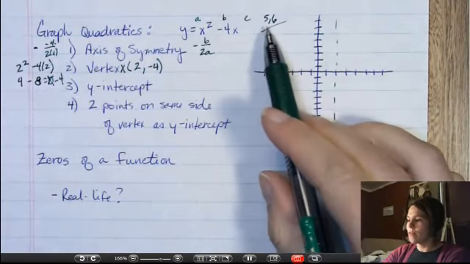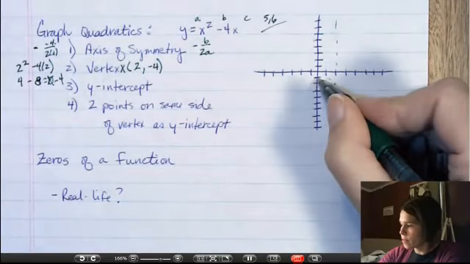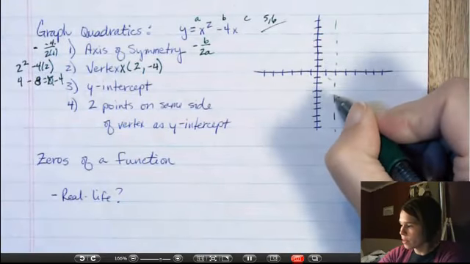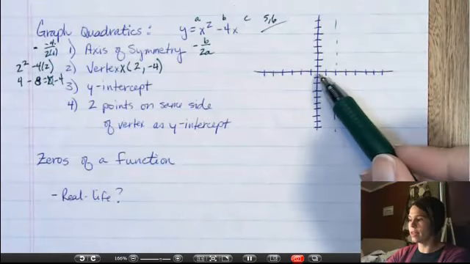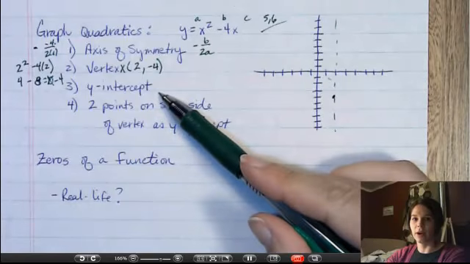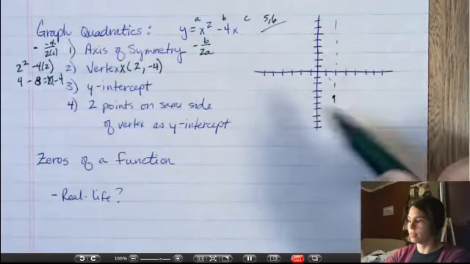So step 5 says to plot your points. I do that as I go. So my vertex is at 2, negative 4. Okay, there's my vertex. My y-intercept should be over here on this side, and that's step 3 is to find my y-intercept. My y-intercept is my c value. My c value is 0.